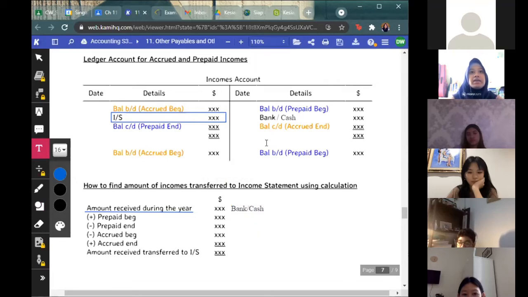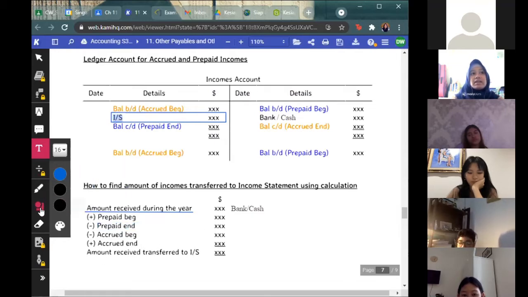And then we add prepaid beginning. Then we add accrued at the end. We minus balance BD of accrued beginning, and minus prepaid at the end. At the end, you will find this IS.